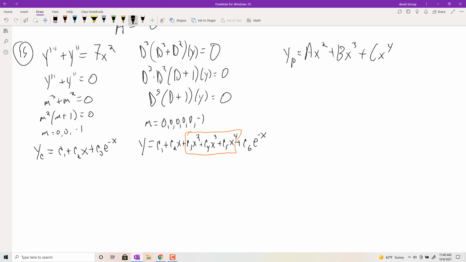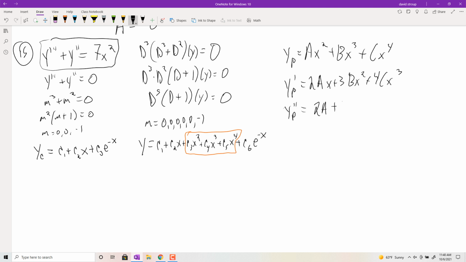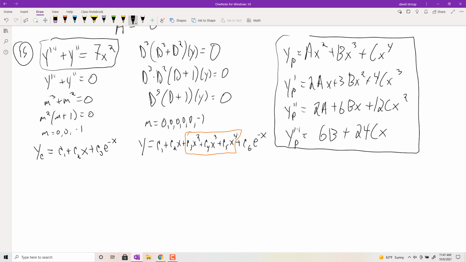Then I think about my original differential equation back here. I'm going to need a third derivative, so yp prime is 2ax plus 3bx squared plus 4cx cubed. Yp double prime is 2a plus 6bx plus 12cx squared. Yp triple prime is going to be 6b plus 24cx. Okay, then I take all of this jazz and I plop it into the original differential equation here.